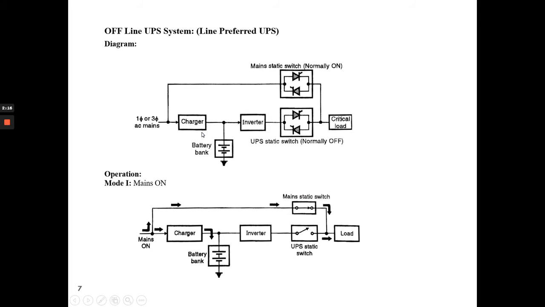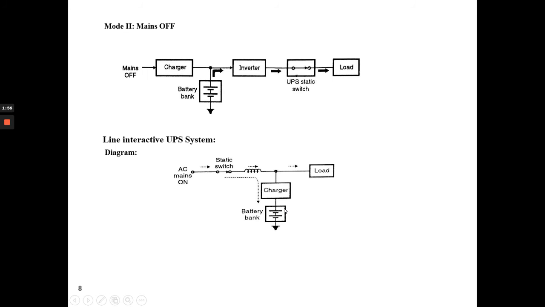Now we'll see offline UPS. When the mains is on, the power is supplied to the load via the normally on mains static switch. The battery is charged through the charger. The equivalent circuit and power flow of this mode is shown here.